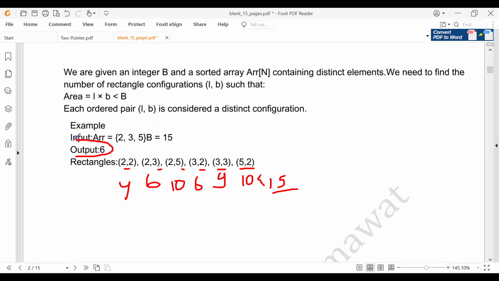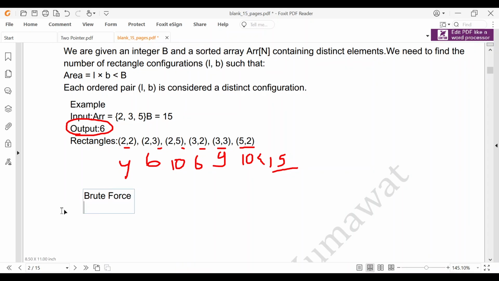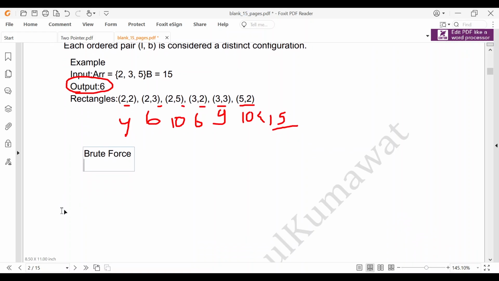So how can we use a 2 pointers approach in this question? The first approach that I am going to use is the brute force approach. In the brute force approach, we are going to traverse the array in 2 loops. For example, for int i = 0, i less than array.length, i++. I am writing this code in Java, so you need to understand that.